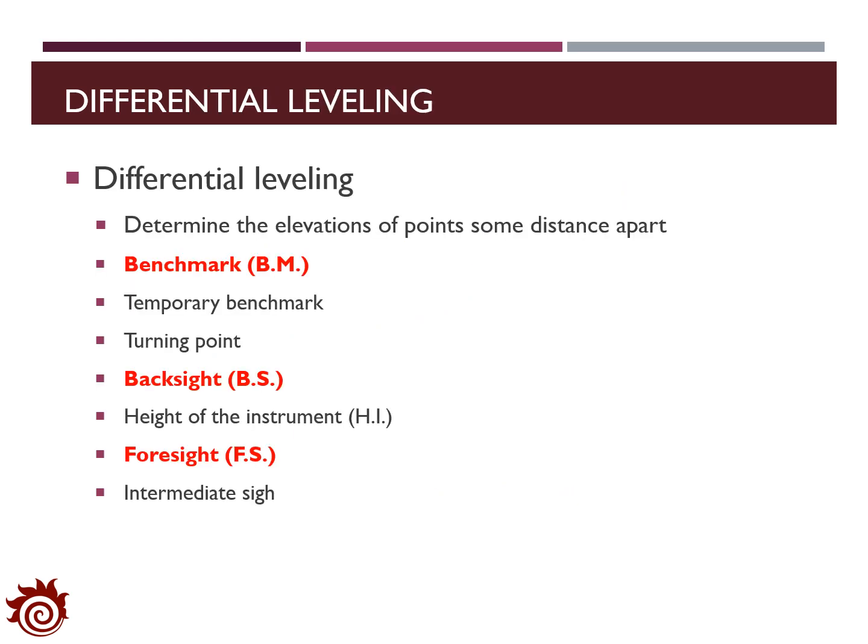The next method for vertical distance measurement is differential leveling. This method will combine multiple direct leveling to determine the elevation of points some distance apart. There are some terms we need to know for differential leveling, including benchmark, temporary benchmark, turning point, backside, height of the instrument, foresight, and intermediate sight.